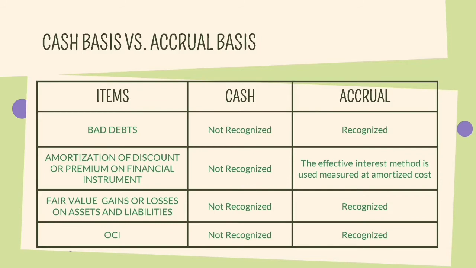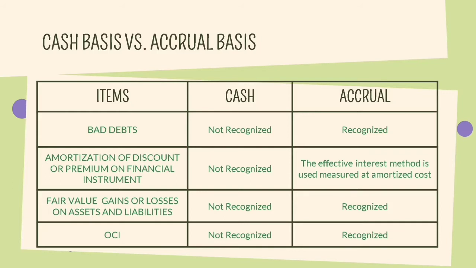Bad debts. Under cash, no bad debts are recognized because receivables are not recognized. Accrual. Bad debts are recognized for receivables whose collection is doubtful.